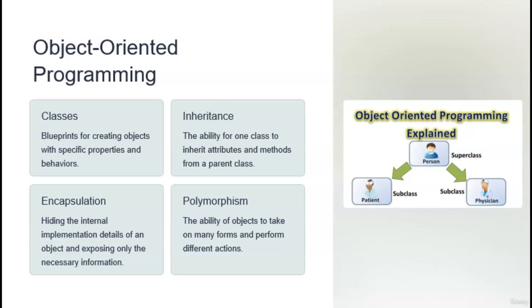This helps you protect the data inside your objects and keep your code more organized. And lastly, polymorphism. Polymorphism allows objects to take on many forms. This means that the method in a class can perform different actions depending on the object it's called on.